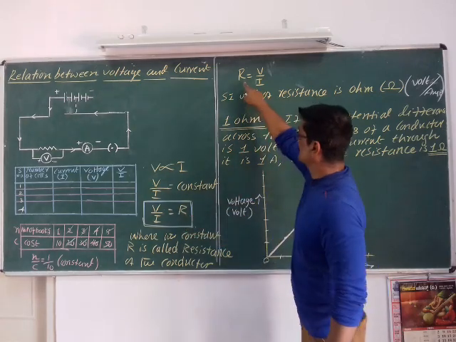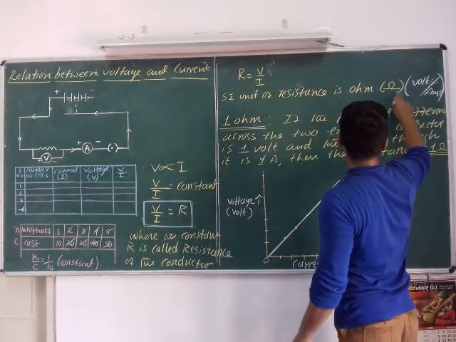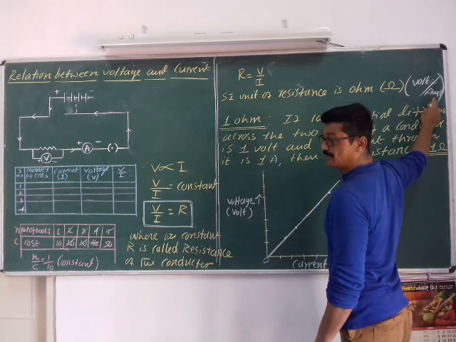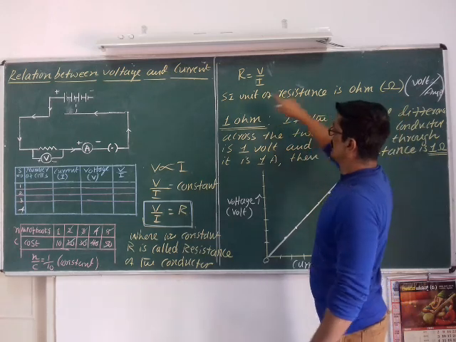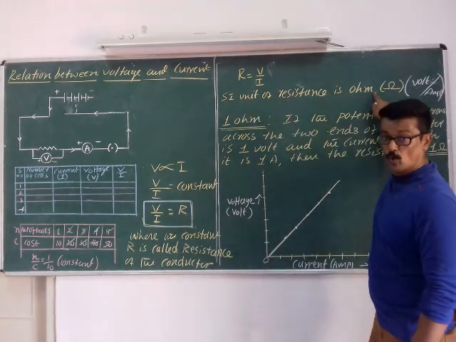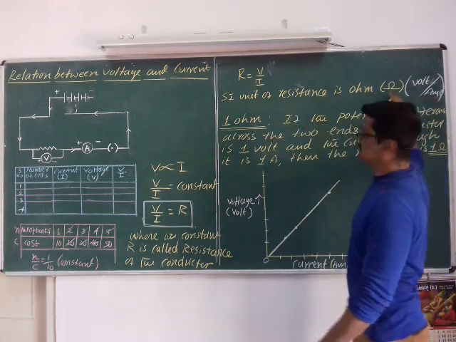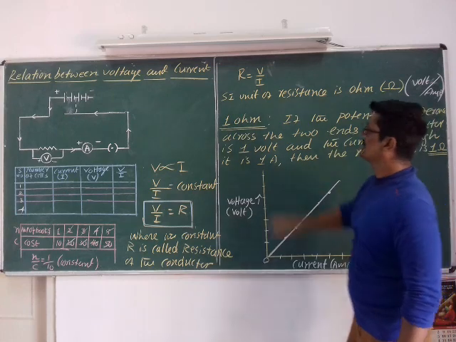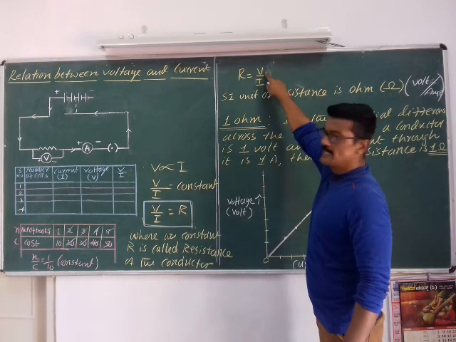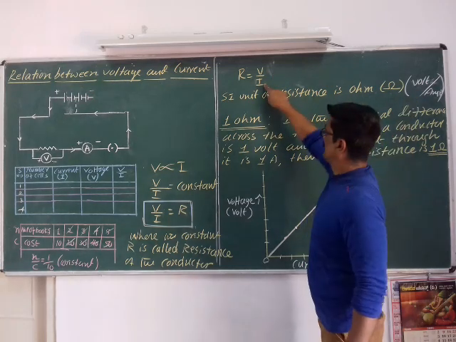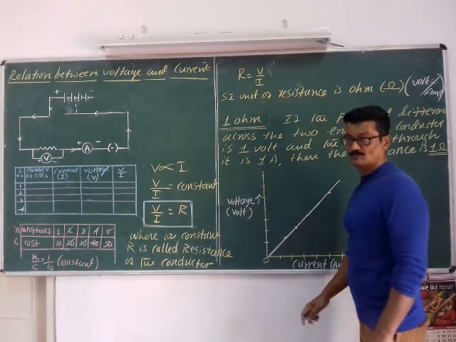The SI unit of resistance is ohm, because it is volt by ampere. It is represented by a Greek letter like this. R is equal to V by I. Voltage is measured in volt and current is measured in ampere. Resistance is measured in ohm.